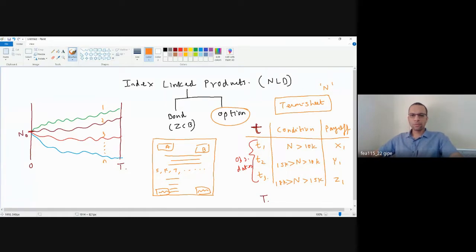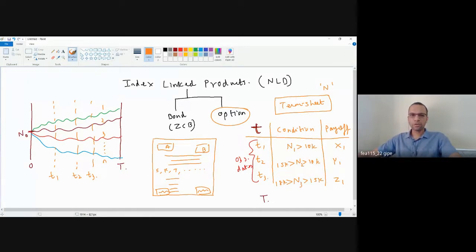Now, what I can do is I can take a cross section of this. So let me draw those cross sections here. So let's say this is cross section T1, this is T2, and this is T3. Now, these are my observation dates, you can say, which are given in my term sheet. And maybe I can call these N1, N2, and N3 to differentiate them.